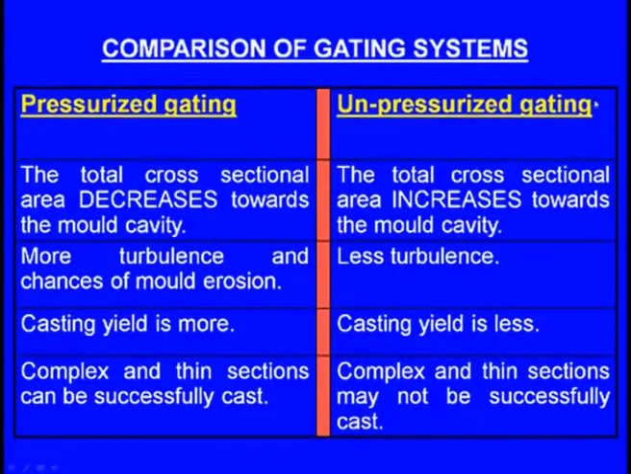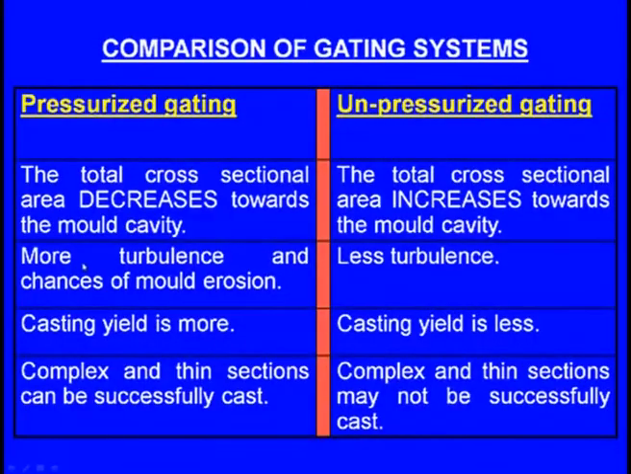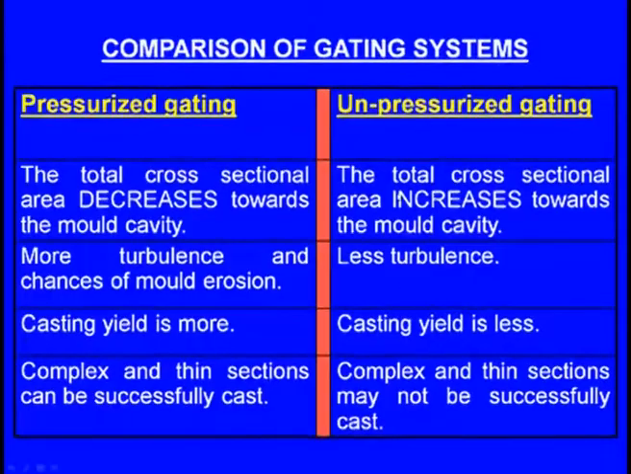Whereas, in the case of the unpressurized gating system, the total cross sectional area increases towards the mould cavity. That is why it is the unpressurized gating system. Next one, what happens in the case of the pressurized gating system? As the cross sectional area is decreasing from choke to the ingates, the pressure will be intensifying for the liquid metal. Because of that, more turbulence and chances of mould erosion naturally. But here, because the cross sectional area is increasing, the pressure will be decreasing. That is why there will be less turbulence.